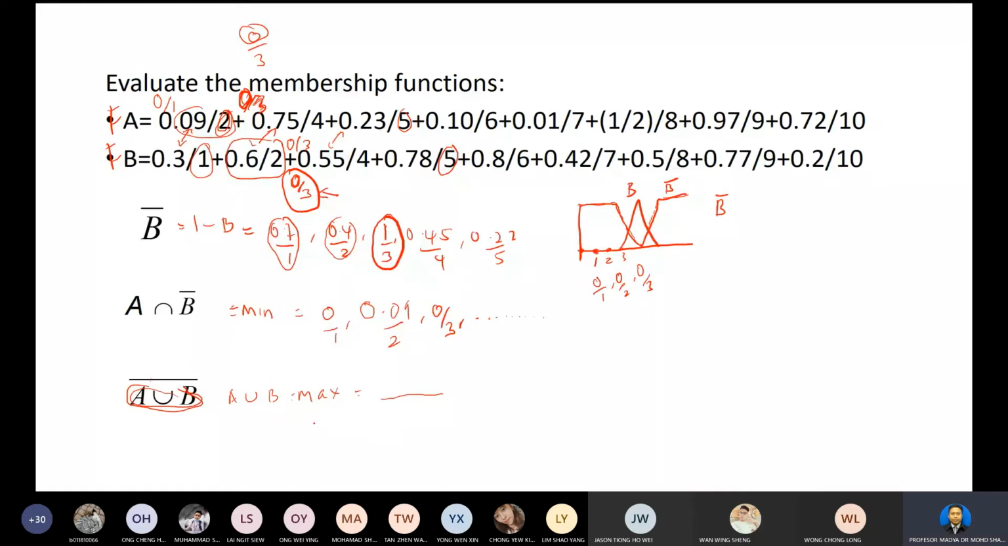1 minus this one. 1 minus A intersection with B. For this answer, you can do this operation first, then you can do the complement.